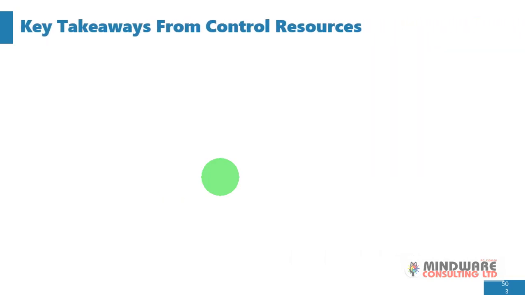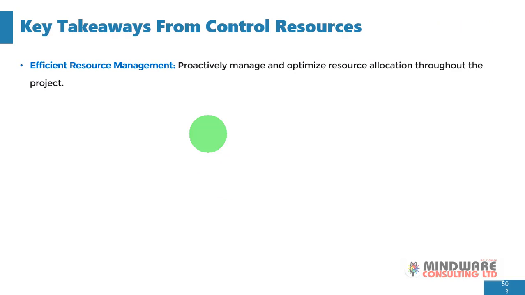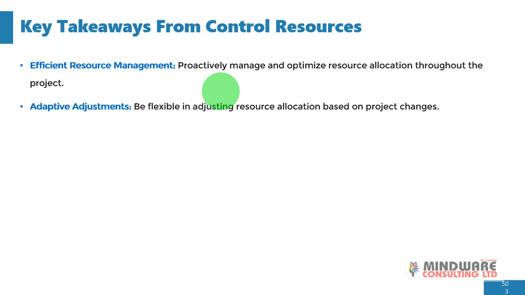All right. So what are the key takeaways from this section? Efficient resource management. Proactively manage and prioritize resource allocation throughout the project. So this is something you have to do proactively. You have to be proactive in managing and optimizing the allocation of resources to project activities, and this must be sustained throughout the life cycle of the project.